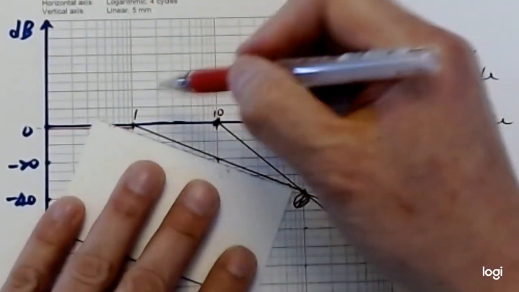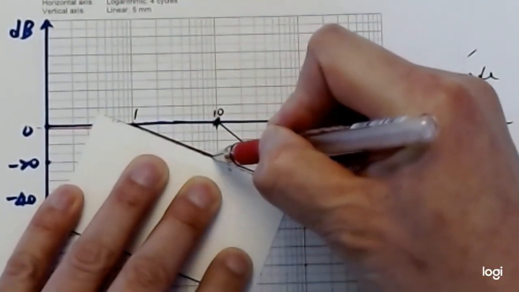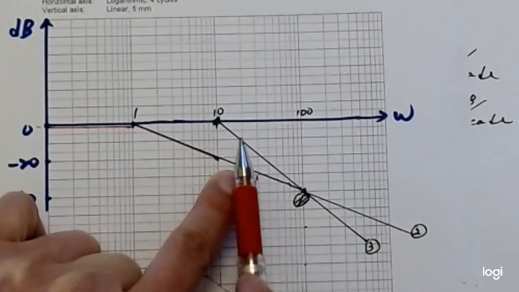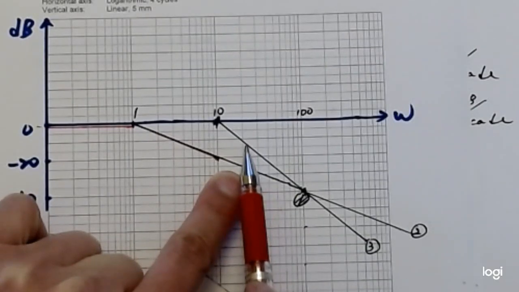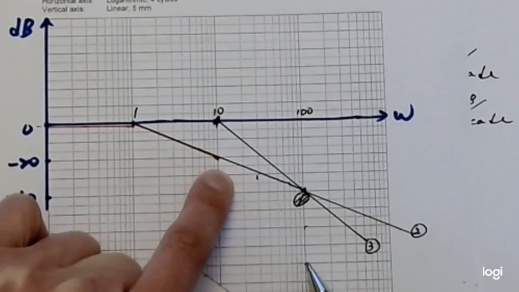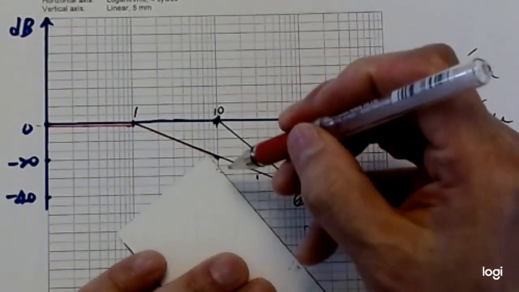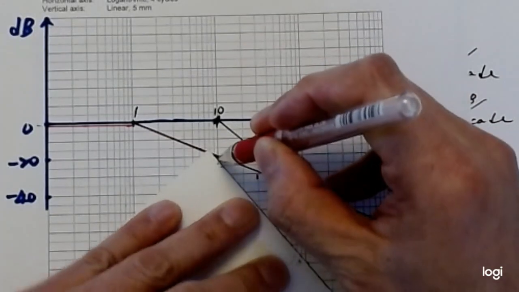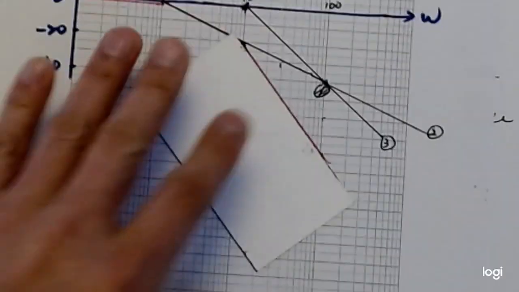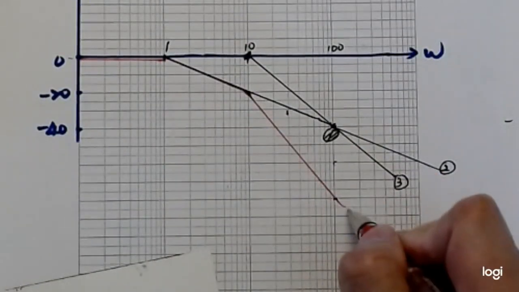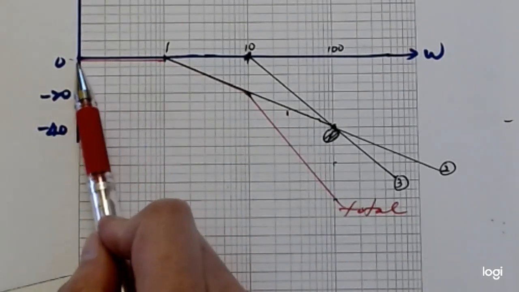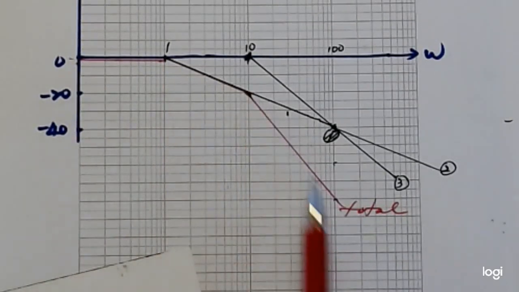0 dB, 20. Okay, from here, 2 is minus 20, 3 is minus 40, so total will be minus 60. So from the 20, drop 40 more, should be this line right here. So this is the total. Okay, 0, minus 20, minus 40.